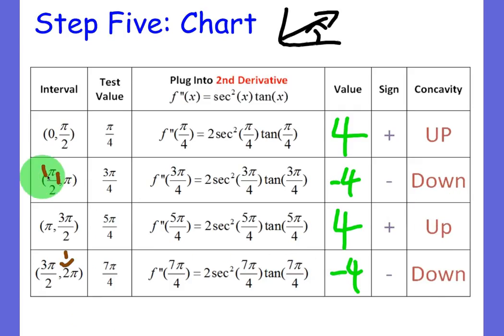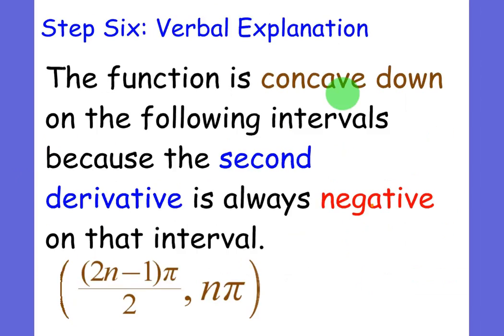The question is, how do we do the first one? We know it's going to be odd. Since the first one is 1, we can't do 2n plus 1 because that would give us 3. So we're going to do 2n minus 1. That would work when we plugged in 2 here because 2 times 2 is 4, minus 1 is 3. So it's going to be concave down from (2n minus 1) pi over 2 to n pi. Again, that will give us any interval where it's concave down.